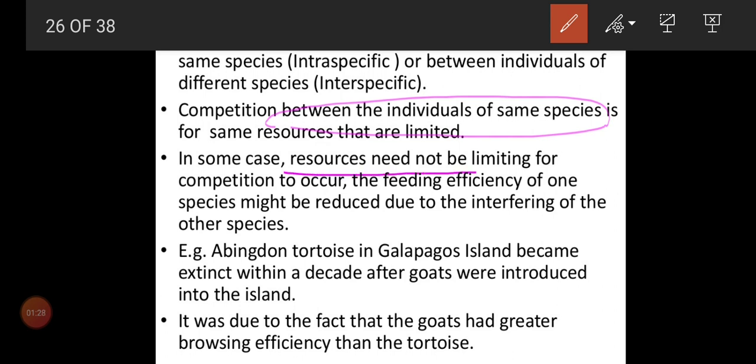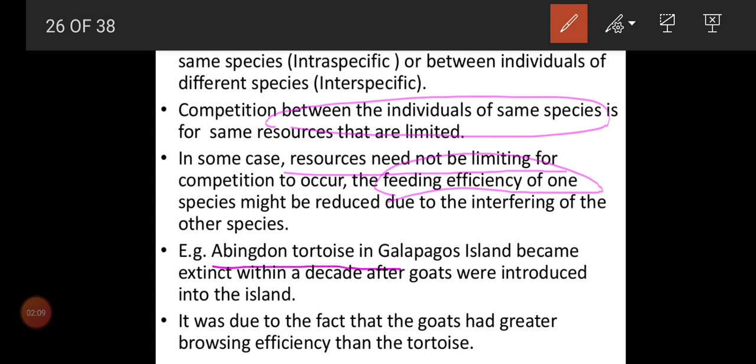In some cases, resources need not be limiting factors for competition to occur. The feeding efficiency of one species might be reduced due to the interference of the other species. So there are many cases of competition. First, competition to share the natural resources. Second, even without competition for sharing nutrition, the feeding efficiency of one species might be reduced due to interference of another species. Here I will give one example, and in that example you can understand this concept clearly.